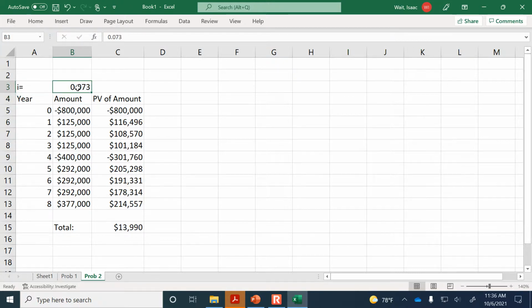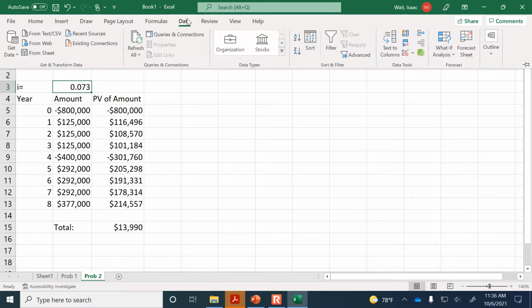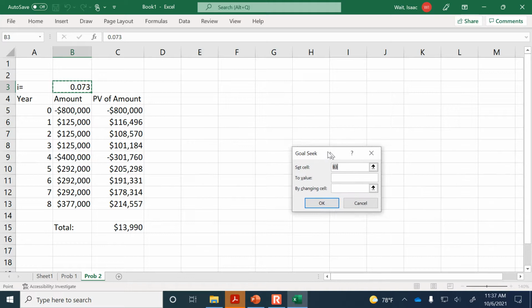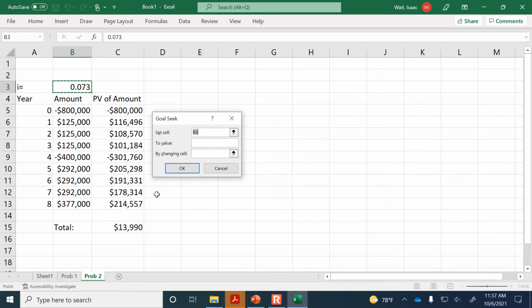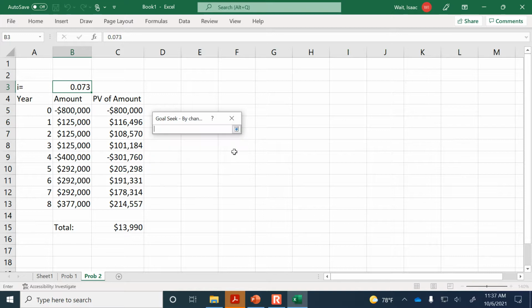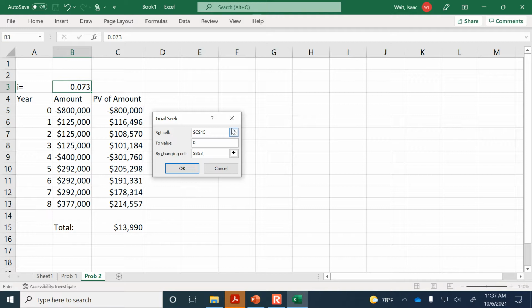So how can we avoid having to manually put that in over and over and over? Goal seek, yes. So it's on data, what-if analysis, goal seek, our old friend, where we want to set this total to a value of 0 by changing the interest rate. So we're telling Excel it has permission here on this second sheet to play around with the interest rate until the sum of the present values is equal to 0. And that's the definition of the internal rate of return.